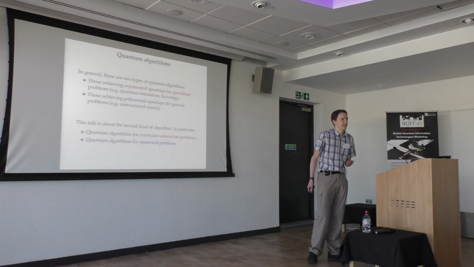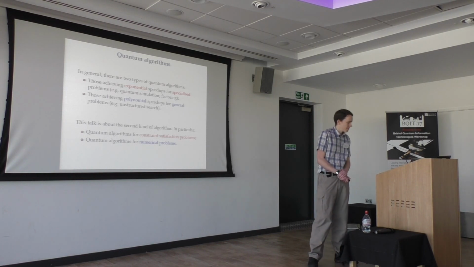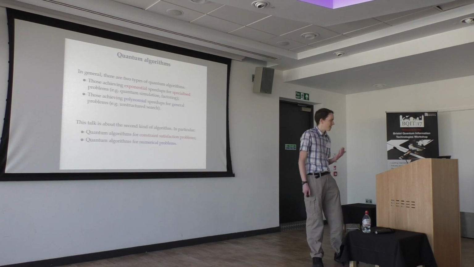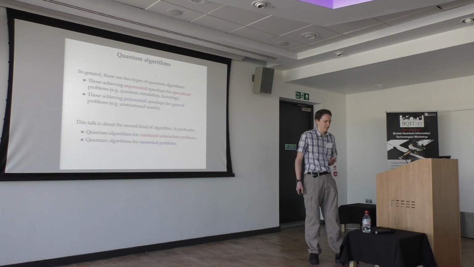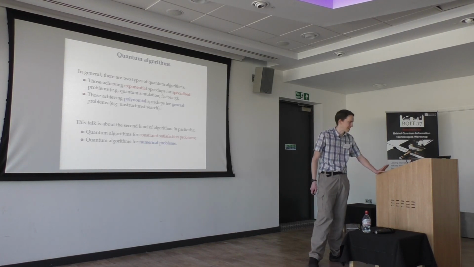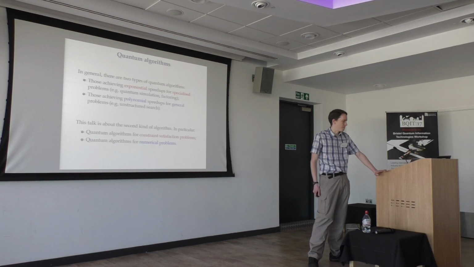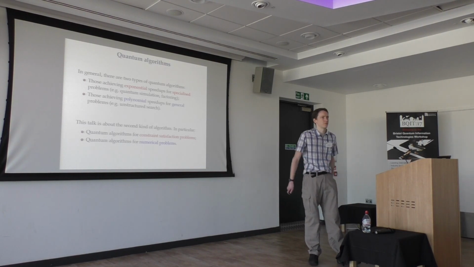And I want to talk about the second kind of algorithms today, these general purpose algorithms. In particular, I want to tell you, assuming I have time, about two quantum algorithms for different but both very general tasks. One is a quantum algorithm which can be used to solve constraint satisfaction problems more efficiently than we can do classically. And another is a quantum algorithm that can be used to speed up Monte Carlo methods, which are useful in a number of numerical problems.